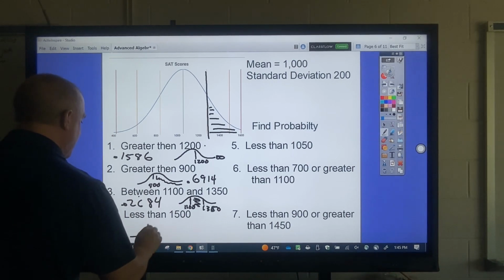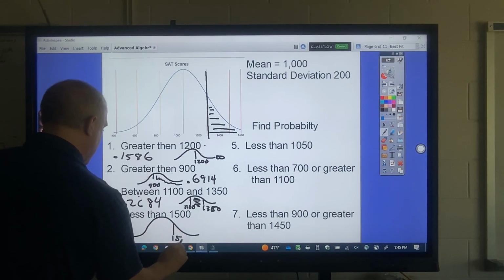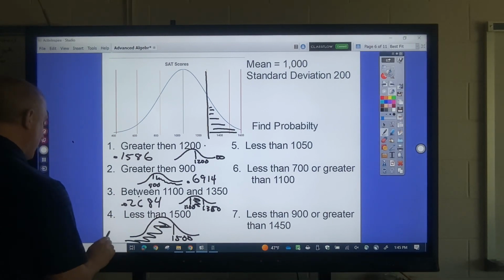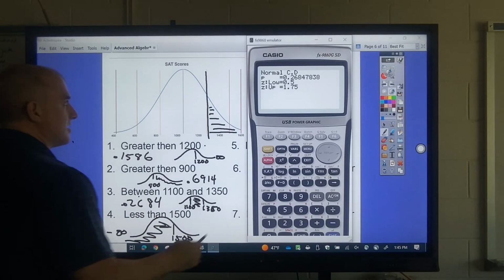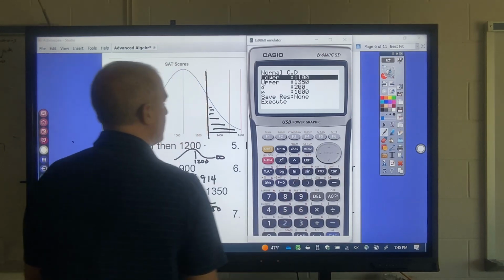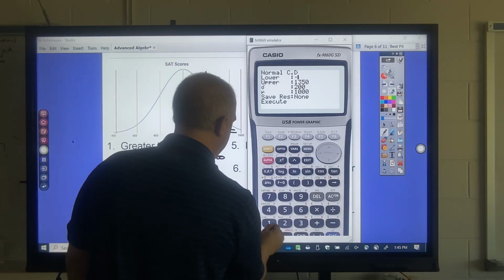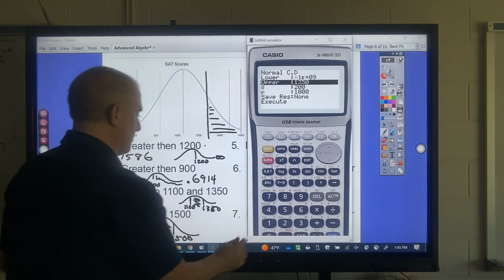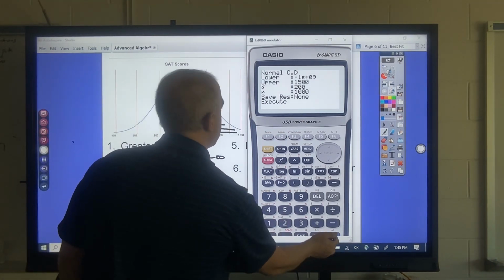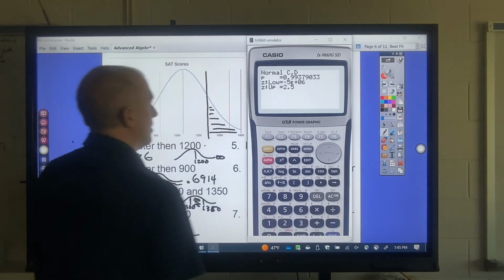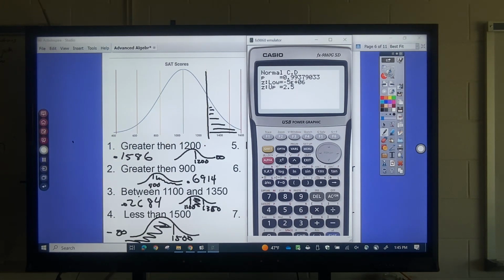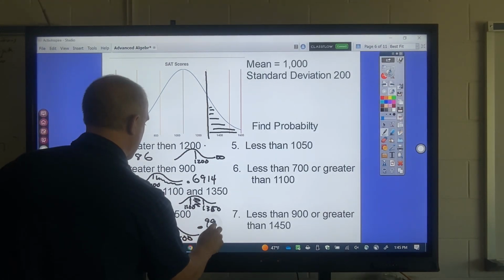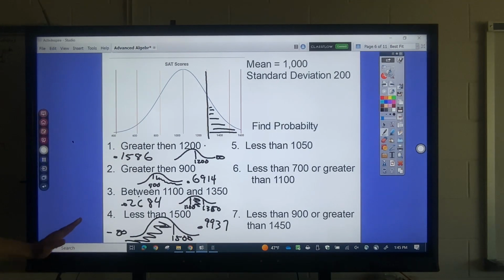Less than 1,500. So here's 1,500. Less than would be this way, so that's going to be negative infinity. So the thing that's going to change in this lower amount is I'm going to put negative 1,000 and fill it up with zeros. My upper is 1,500. Same mean, same standard deviation. 0.9937. That's the probability someone's going to score. What does that mean? 99% of the chance somebody's going to score less than 1,500.